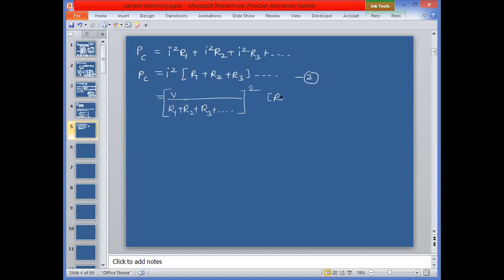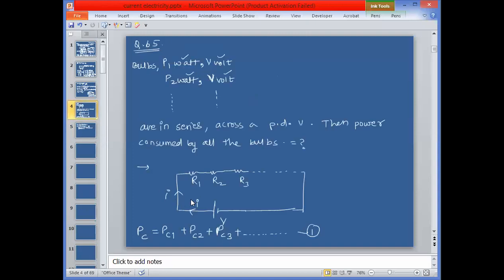And this R1 plus R2 plus R3 and so on as it is. What did I do to the current? I wrote potential difference upon total resistance. Current given by the battery is equal to potential difference of the battery. It is given that potential difference of the battery is V volt. So total potential difference of V volt is available here.